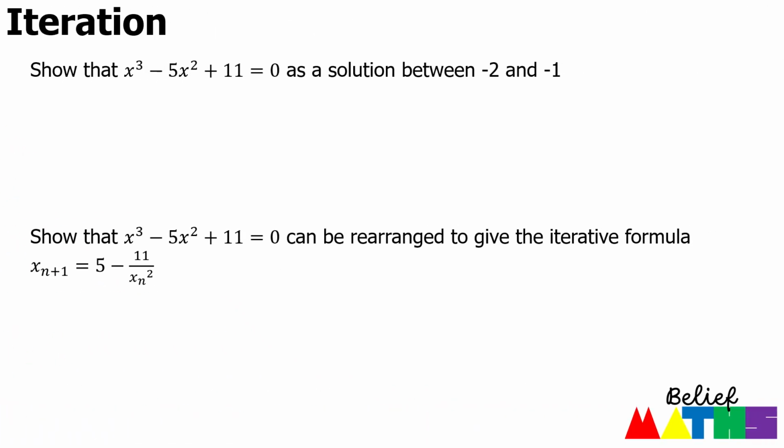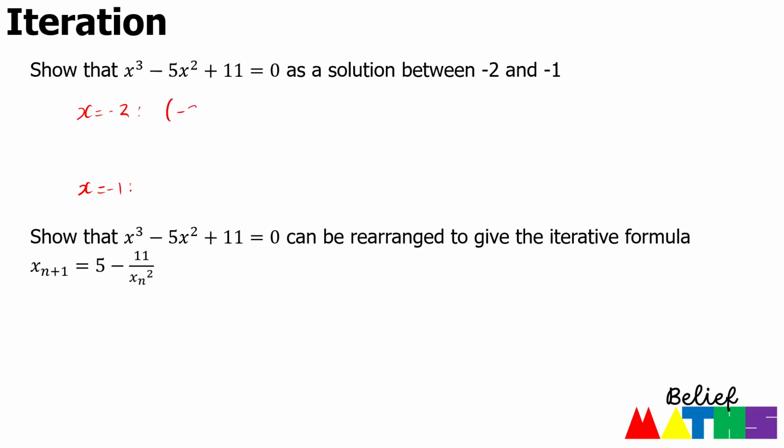Now the next topic is iteration, and this can come up in a number of different ways. What we'll see in the next couple of questions after this are the more traditional iteration questions. However, they can ask things like this, where they say, show that this equation has a solution between minus 2 and minus 1. That just means we're going to sub in x equals minus 2 and work out the answer. We're going to sub in x equals minus 1 and work out the answer. And I'll show you then how we can check if there's a solution between those.